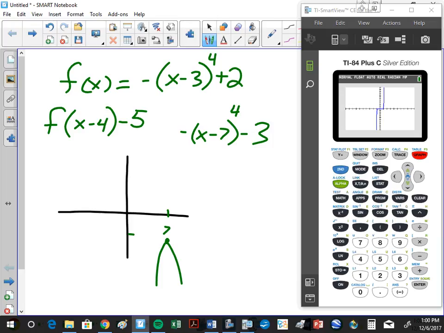The f function uses the fourth power, and since this is the f function, both of those stayed. So you keep everything that's already there, and then you just change it if you need to.